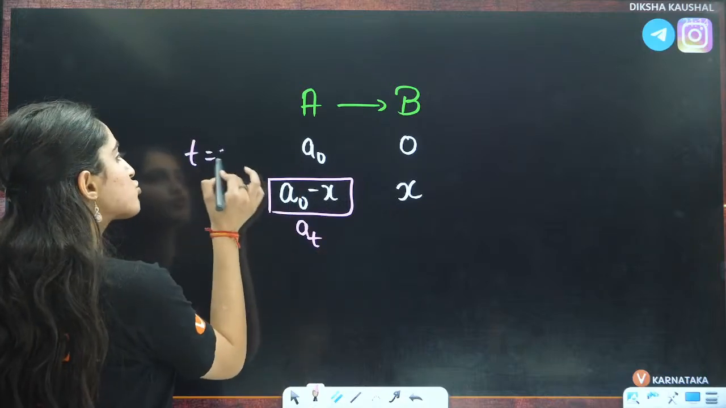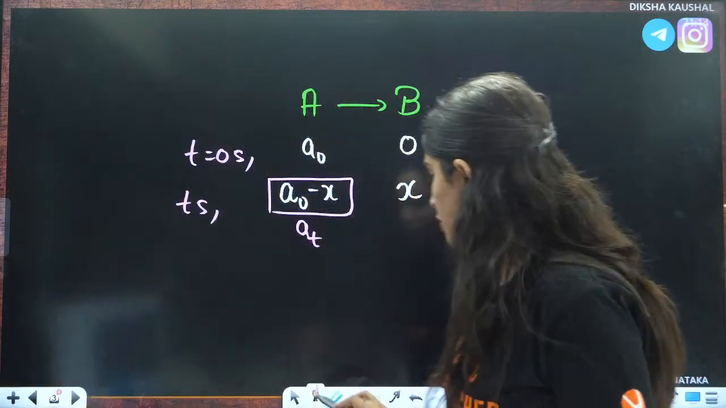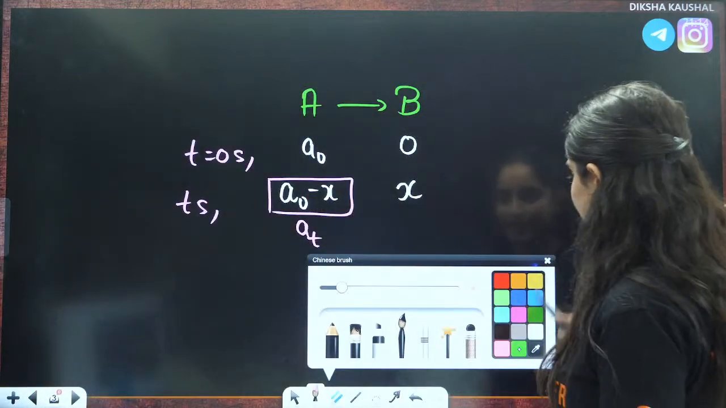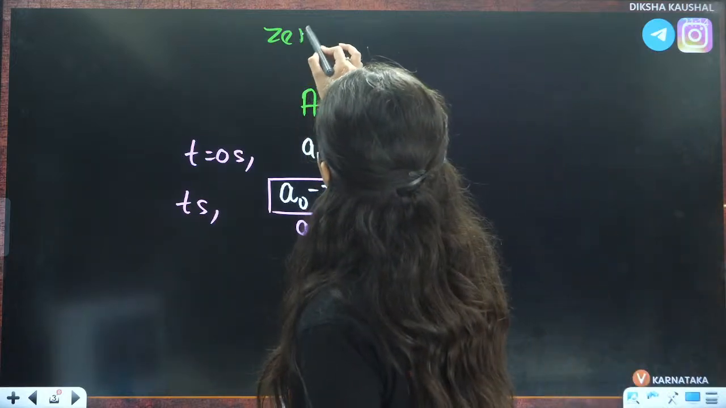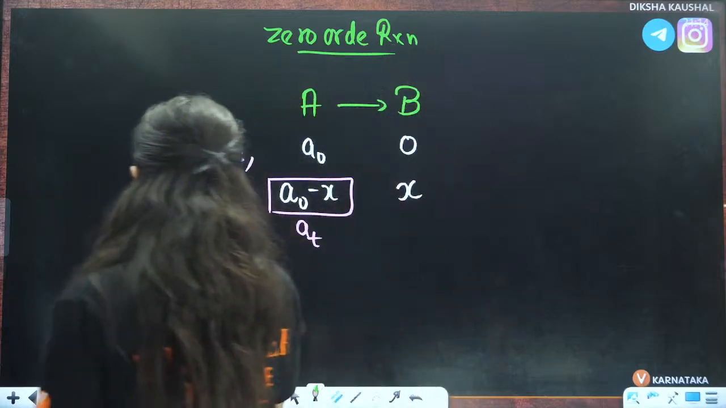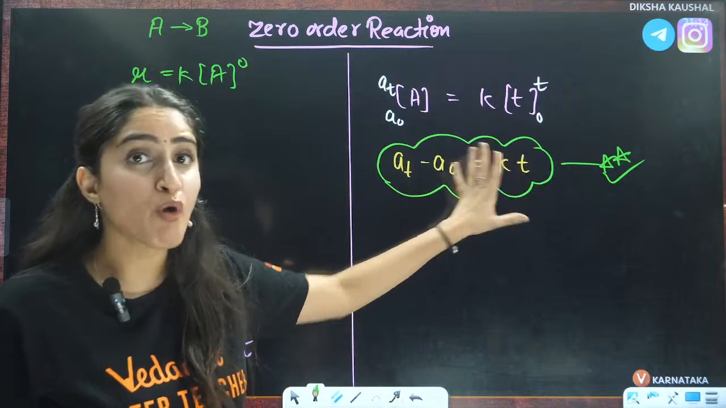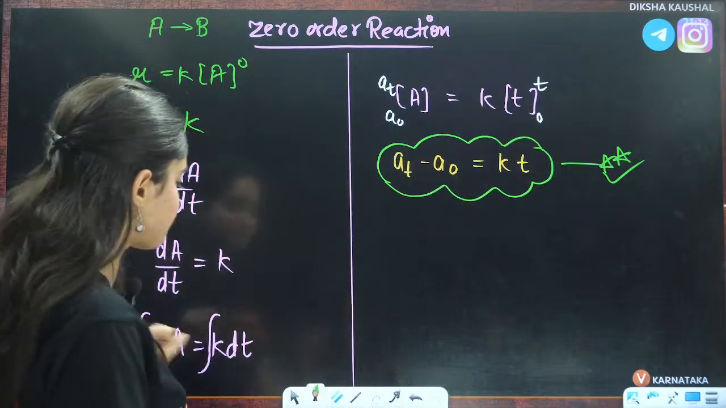So that's why this is initial and this is final. Here time is equals to 0 seconds. Here time is equals to t seconds. This is what we are saying when we are integrating it. This is zero order reaction, so this becomes your formula. This is the first formula that you need to remember.